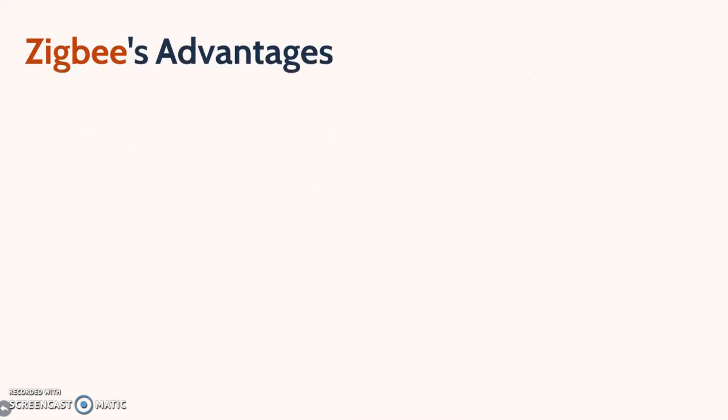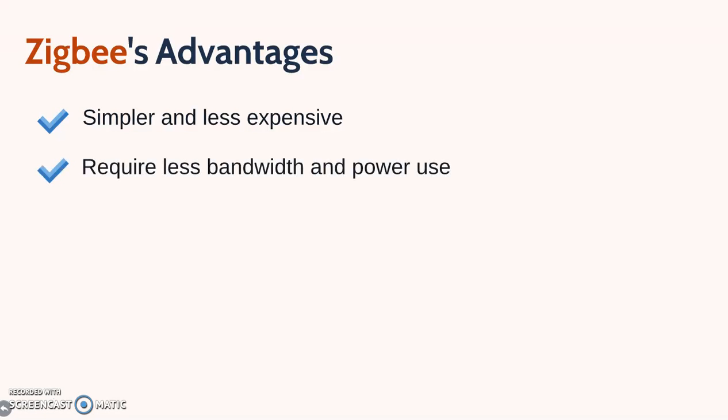What makes ZigBee better than other communication protocols is basically that ZigBee is simpler and cheaper, as I mentioned before. It also requires less bandwidth and less power, so the battery of a ZigBee device can operate up to 1 year for a single use.